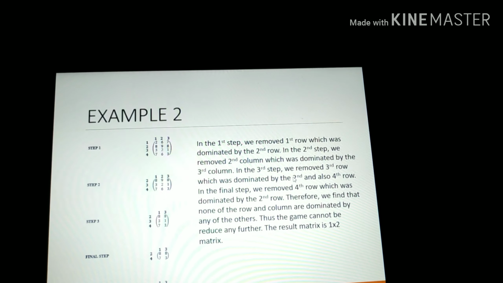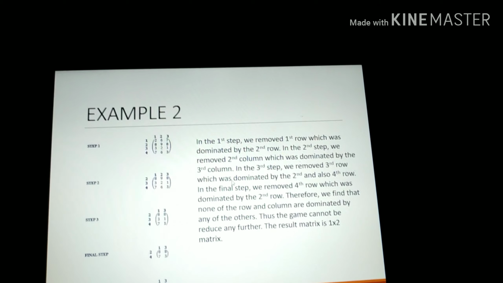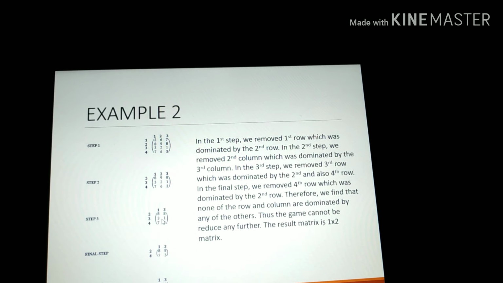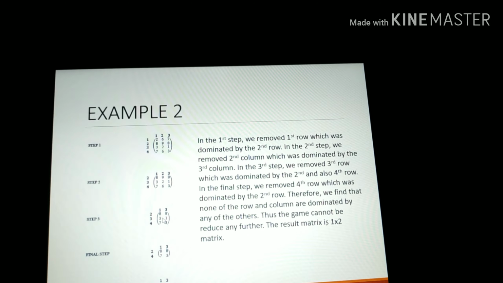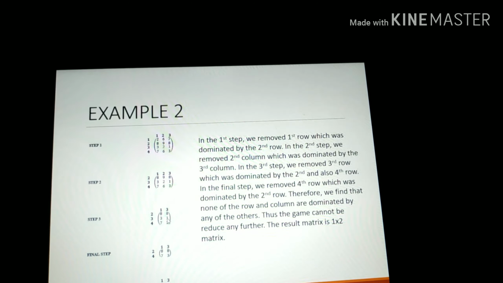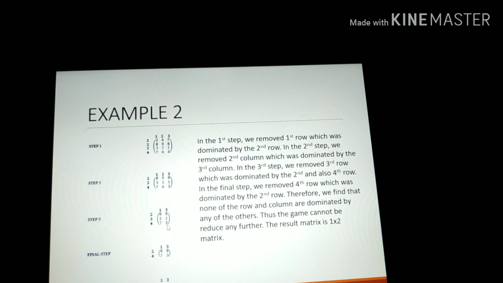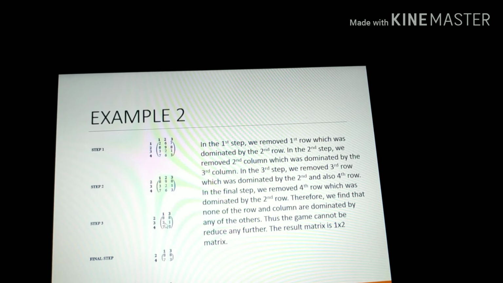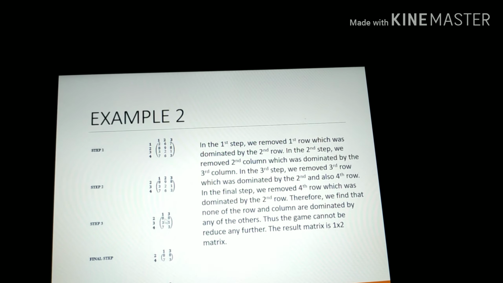In the third step, we remove the third row, which was dominated by the second row and also the fourth row. The third row was removed because the second row and the fourth row dominated it, since the third row is much smaller compared to the other rows.